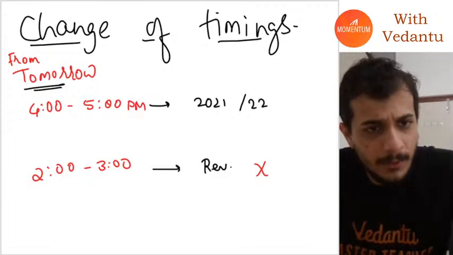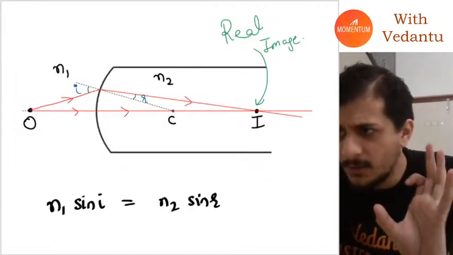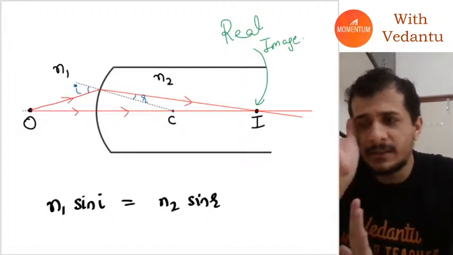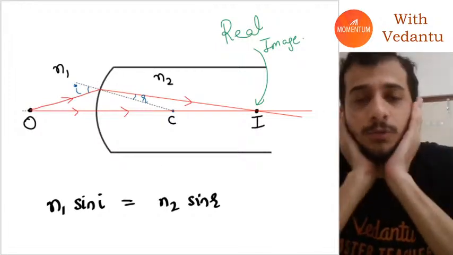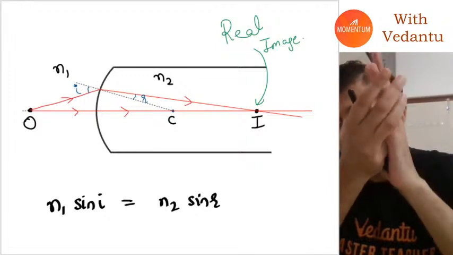Okay, so now that we have a real image and object and everything cleared out here, now let's talk about sign conventions in this case. Okay, if we are going to talk about the object distance, the image distance, and everything else, we need to know the sign conventions.